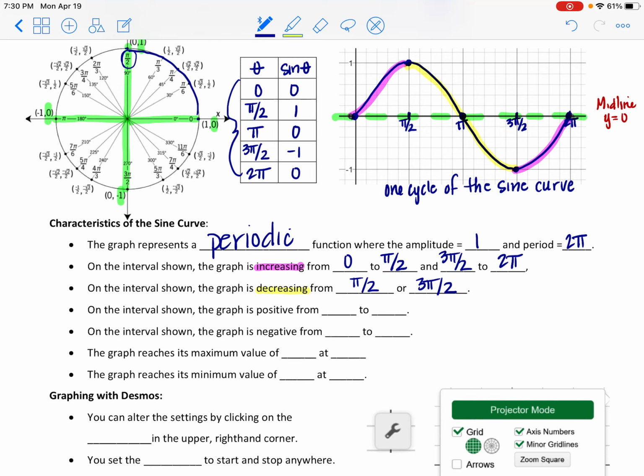And then on the interval shown, where's the graph positive? So positive, remember, that means where's the graph above the x-axis, and that is on the unit circle. Where are the sine values positive? Where are the y values positive? Well, that's from 0 to 180 degrees, or from 0 to pi radians. So this section of the graph is positive. That's where our sine values are positive. So we're going to be positive from 0 to pi. And then the rest of that's going to be negative.